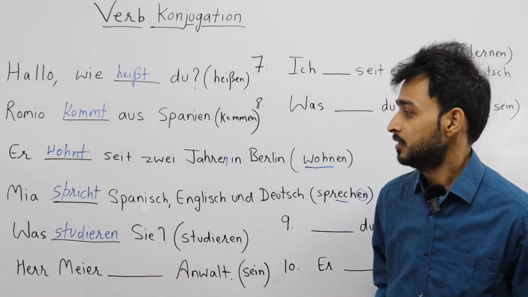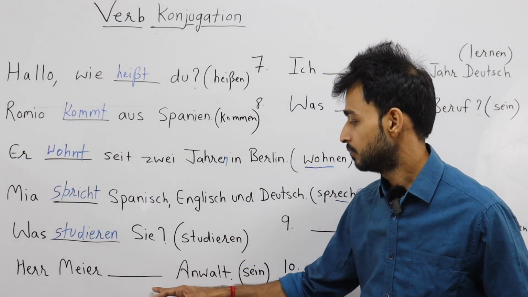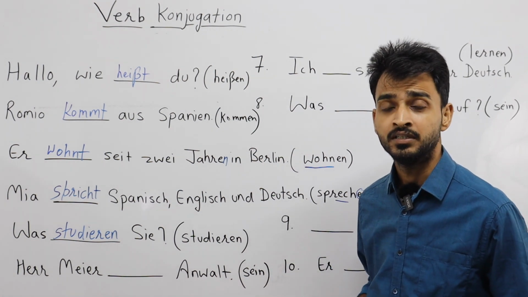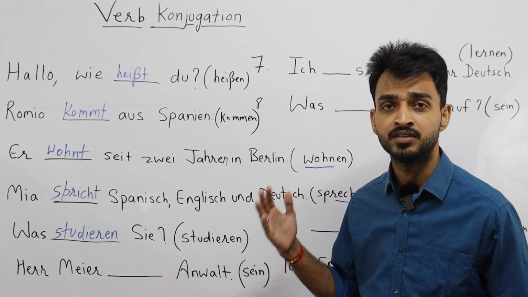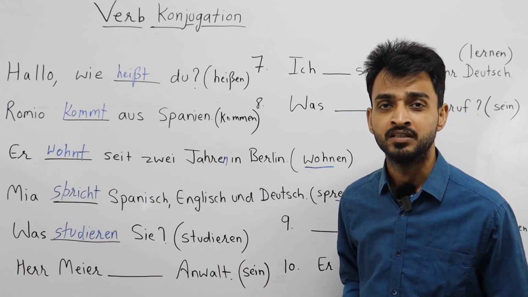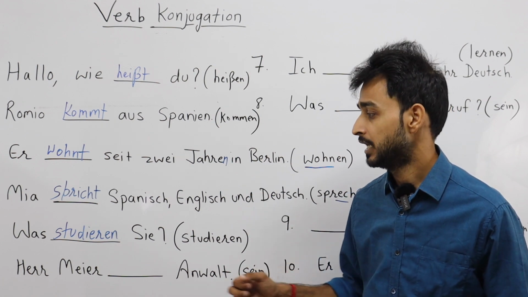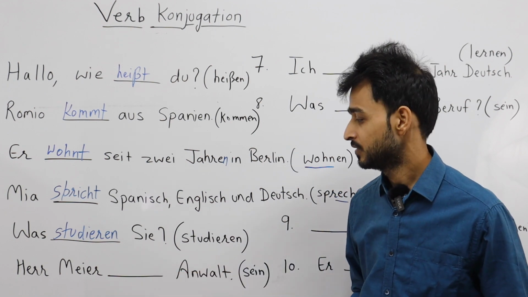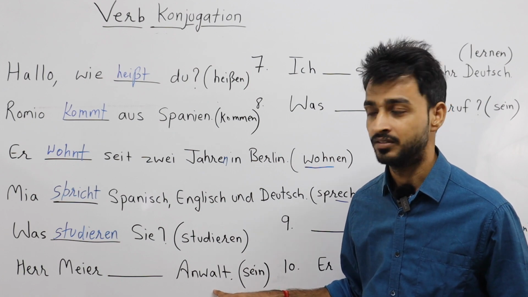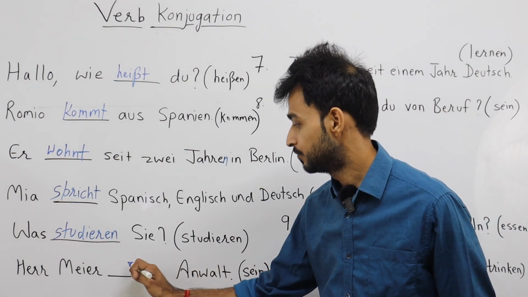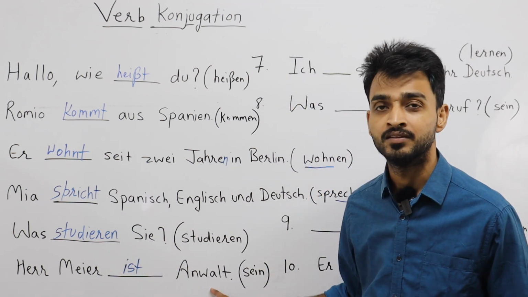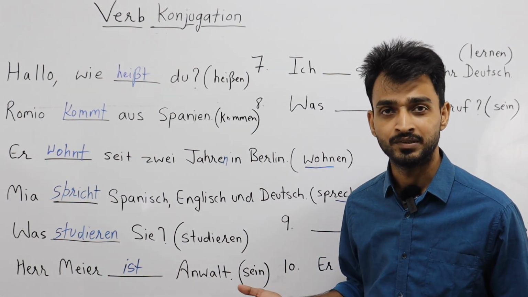That's it. Number 6, Herr Meyer blank Anwalt. The verb is sein. Now the sein verb takes the conjugation like bin, bist, sind. Like in English we have to be. Sein means to be. So we say is, am, are. So Herr Meyer is a third person. Mr. Meyer is an advocate. Anwalt means advocate, lawyer. So ist is the verb, is. Mr. Meyer is an advocate. Ist means is. It's so simple.